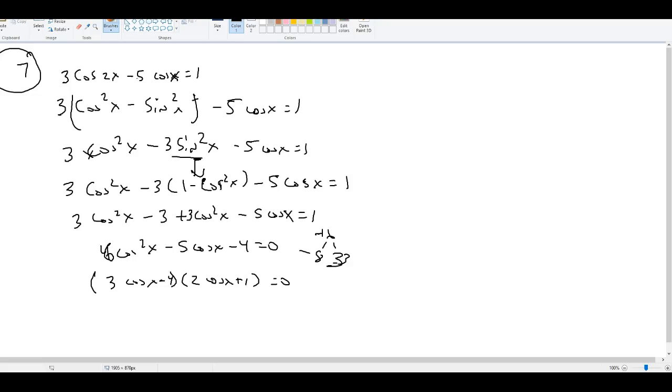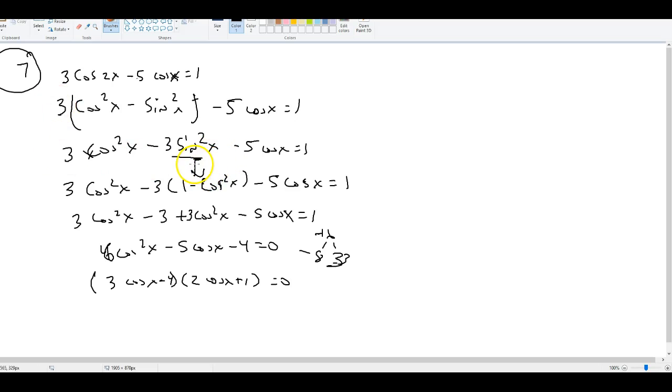All right, this is problem 7, continued. So we started off with the original problem and then noted that we had cosine of 2x. We can't have that, so we changed that out to cosine squared minus sine squared of x. We simplified, distributed the 3 through.